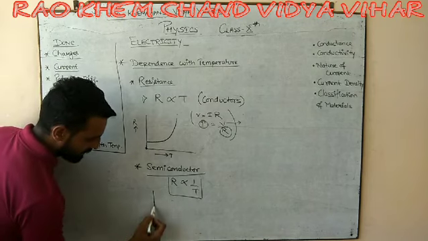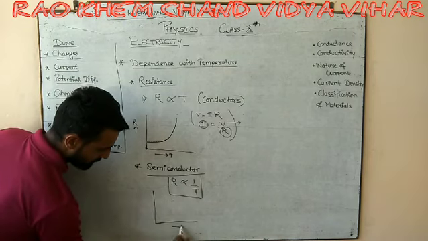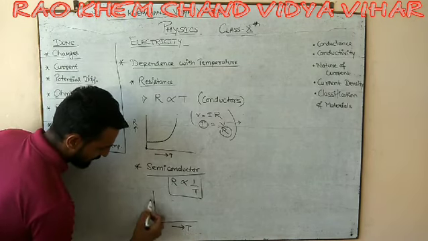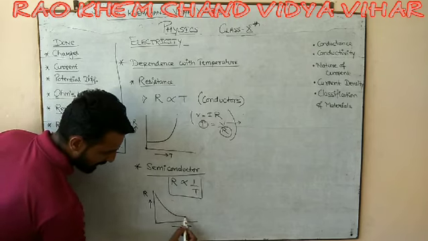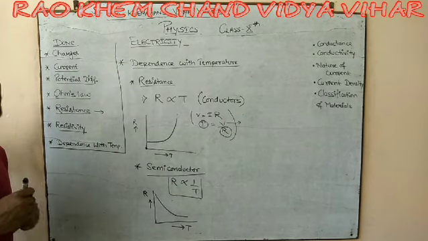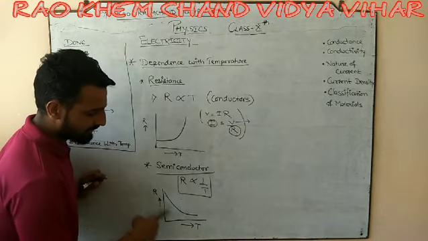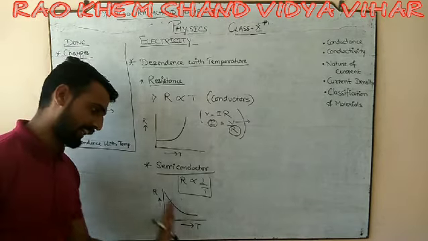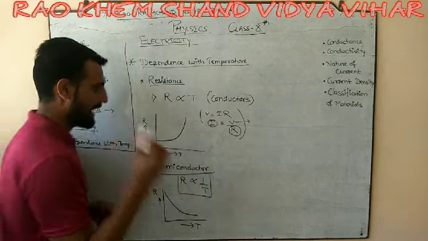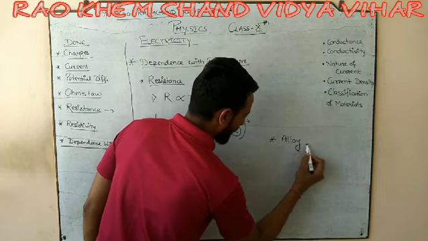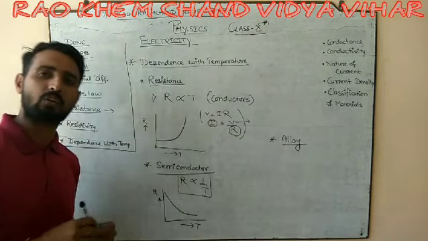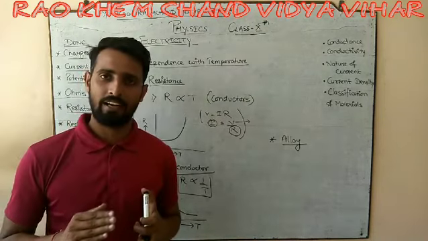And the plotting of this graph, temperature versus resistance, would go in a curve and in an inversely proportional manner. The variation of resistance versus temperature is inverse, and that curve goes in this manner. And now I want to add one more thing, and that thing is alloy.